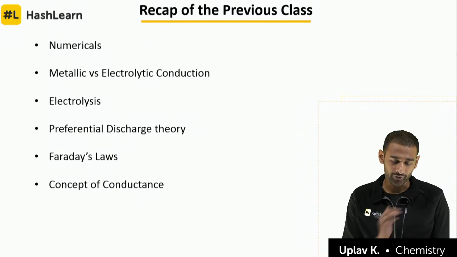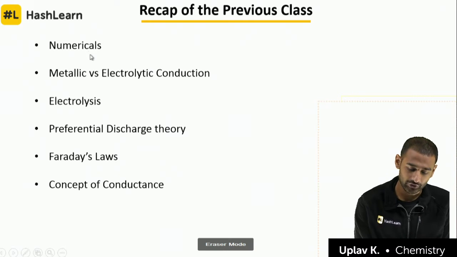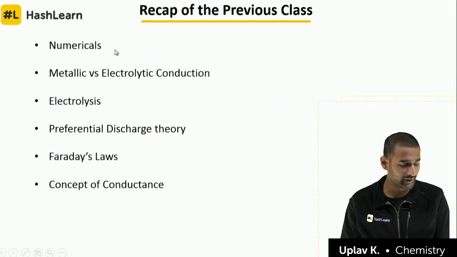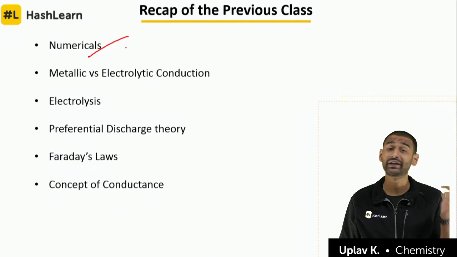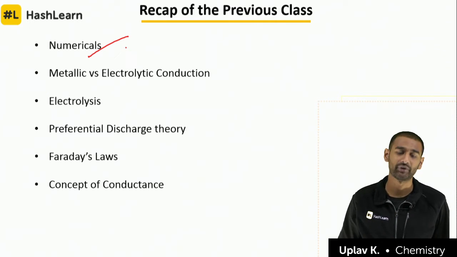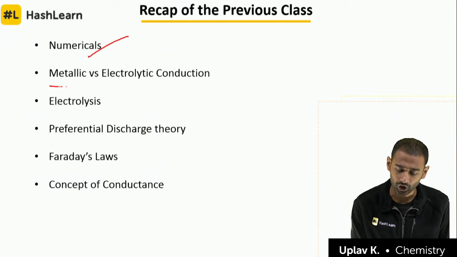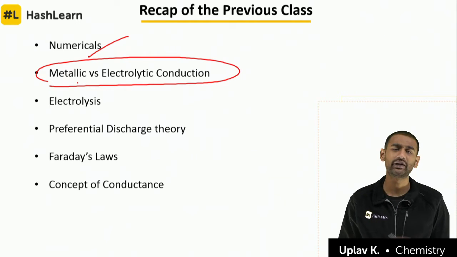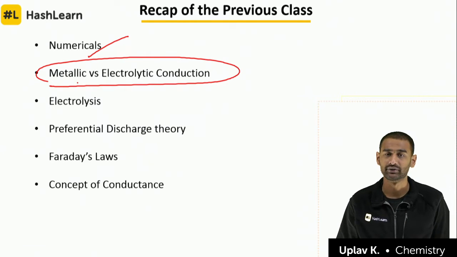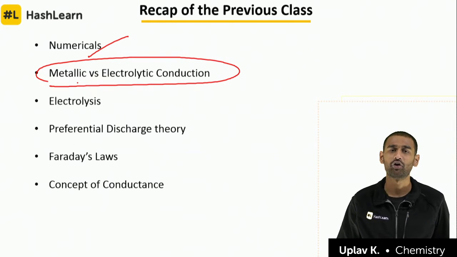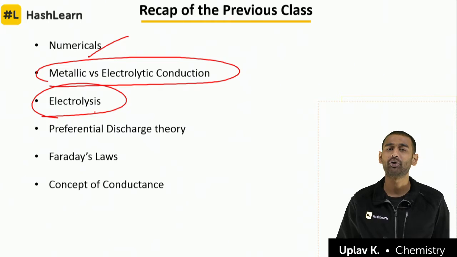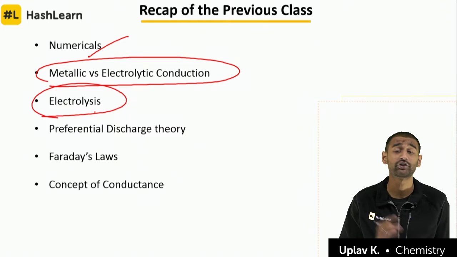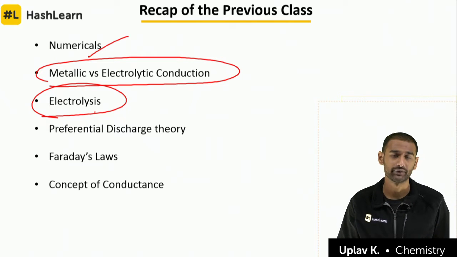But before that, a quick recap of the previous class. First of all, in the previous class we did some numericals about the ionic equilibrium. We did some numericals on buffer solutions. Then we talked about what is the difference between a metallic and an electrolytic conduction. Are both of them the same thing or what is the main difference between them? Then we talked about what is the process of electrolysis and what is the importance of electrolysis.